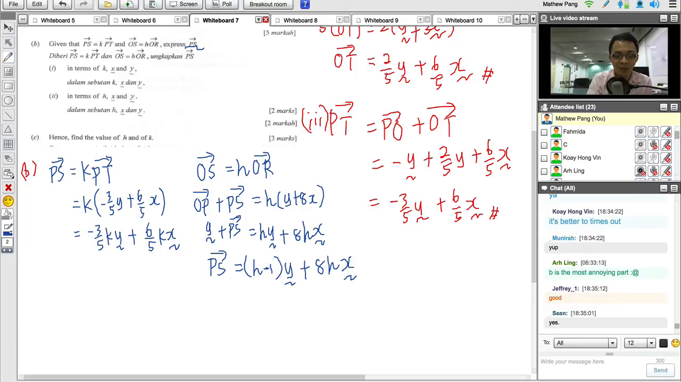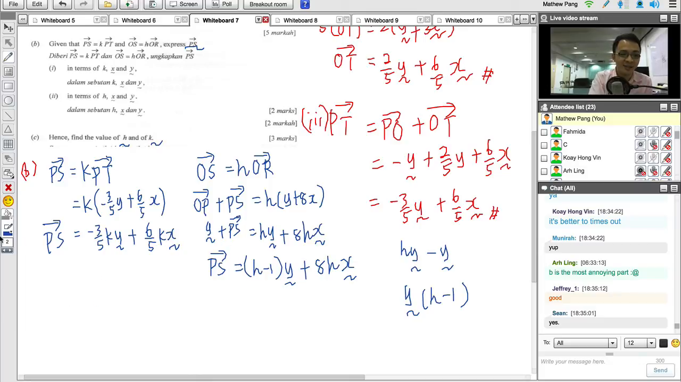I will get minus 1 because here is minus y, right? So I factorize out the y, you will be left with 1. If you're confused, maybe I can explain here. hy minus y, I take out the y, I will get h minus 1. This is how I got this one. Both are also PS, right? So I actually expect in part C they will ask me to find h and k, because it's very easy, just equate the two expressions for PS and do the comparison.